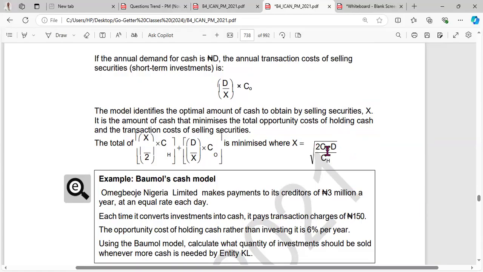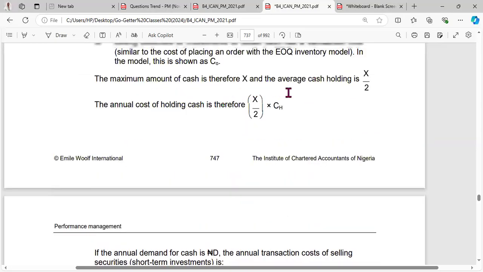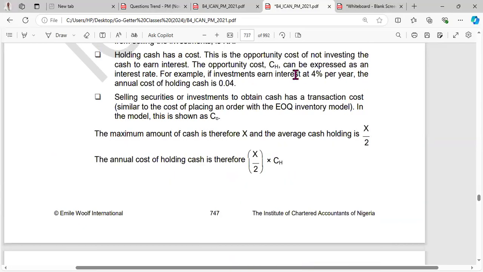Remembering that your transaction cost is like your other cost, while the opportunity cost of holding cash is always expressed as a percentage, the investment and interest, which is the annual cost of holding cash.